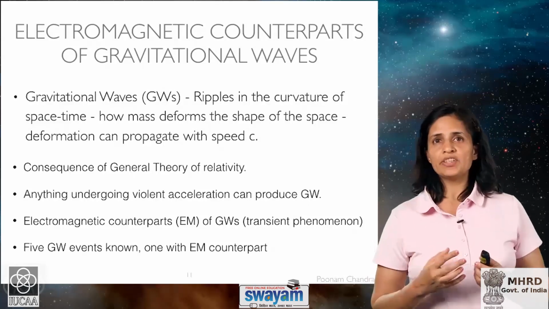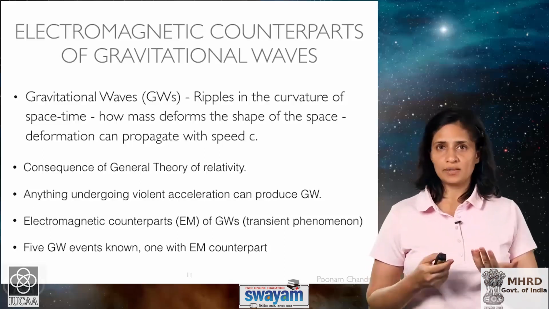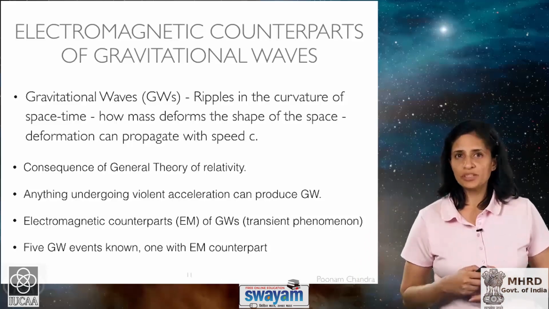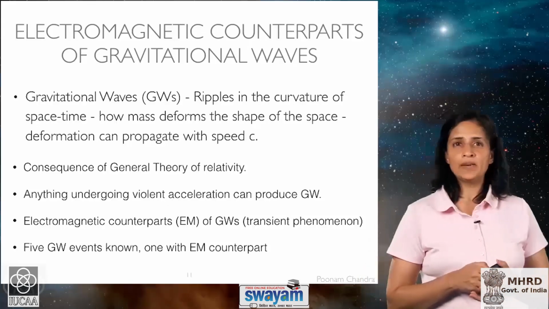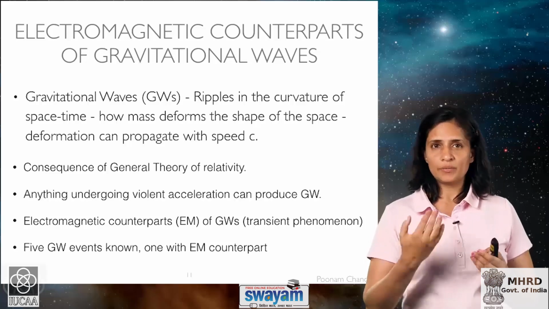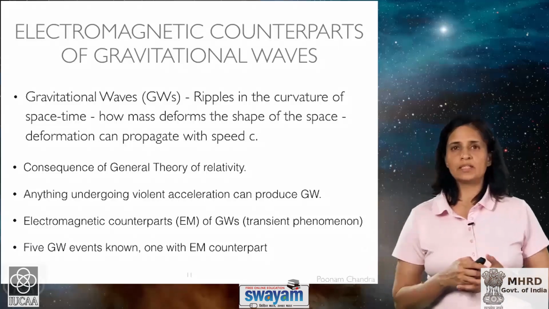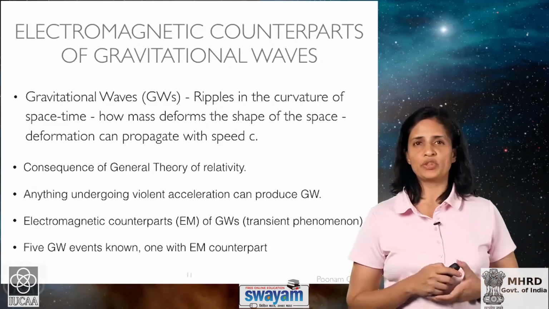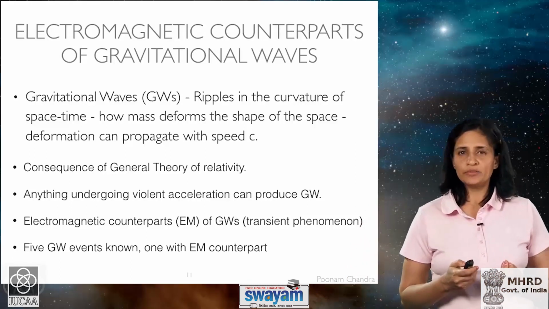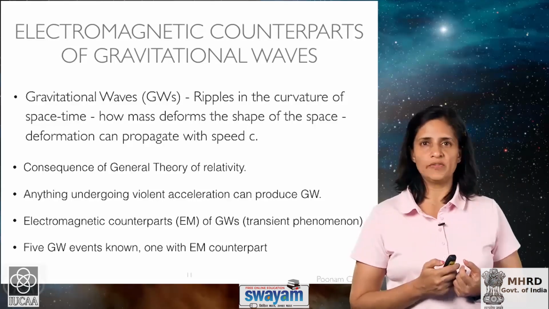According to this theory, gravitational waves are nothing but ripples in the curvature of space-time, and when a mass is accelerated, it deforms the shape of the space, and then this deformation can propagate with the speed of light. But if we have these astronomical phenomena which are undergoing violent acceleration, which I will come to in a while, these can produce strong enough gravitational waves that we can detect with our instruments on Earth now. And electromagnetic counterparts of gravitational waves is a simple way of saying detecting light from these events.